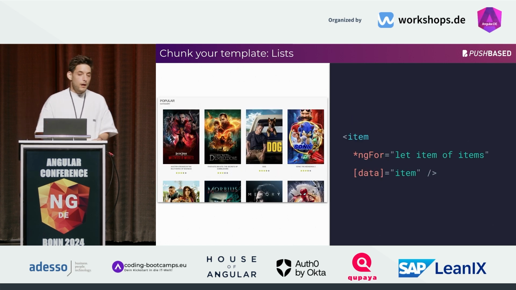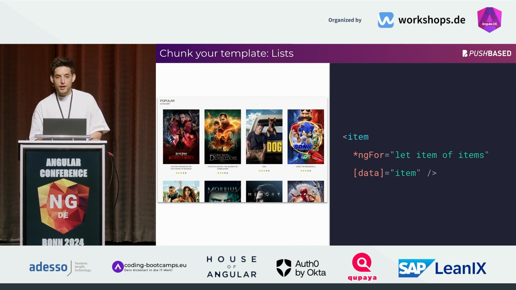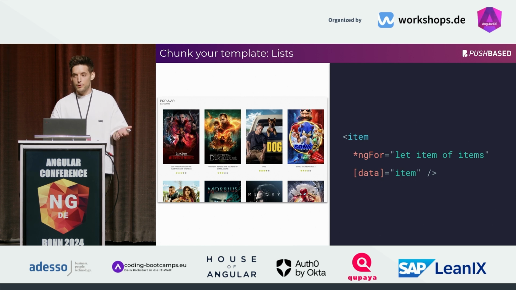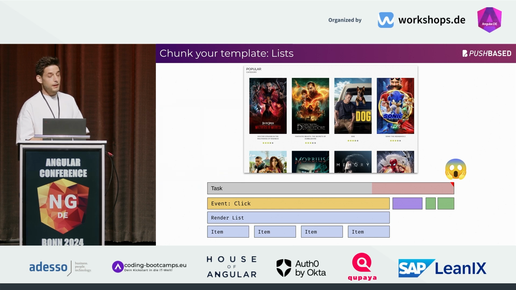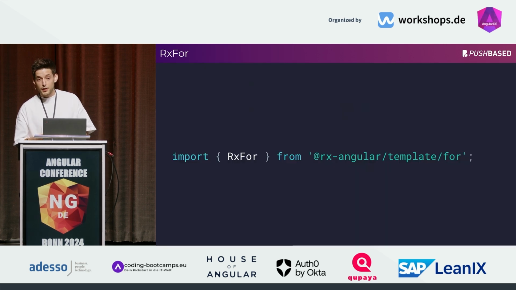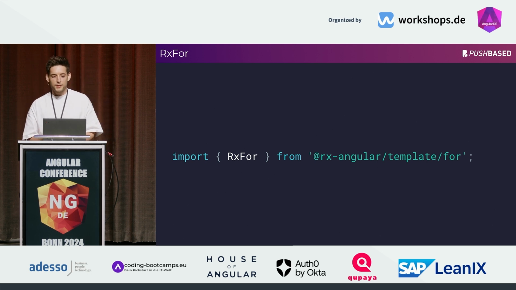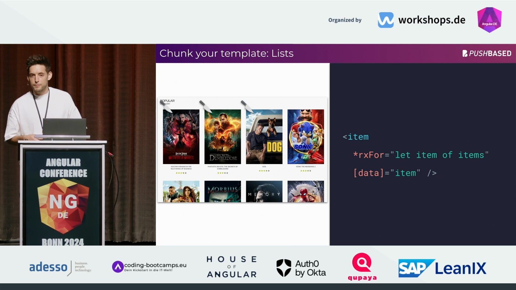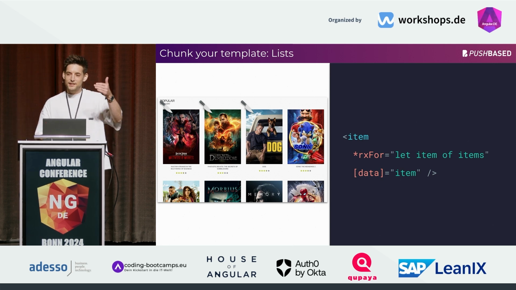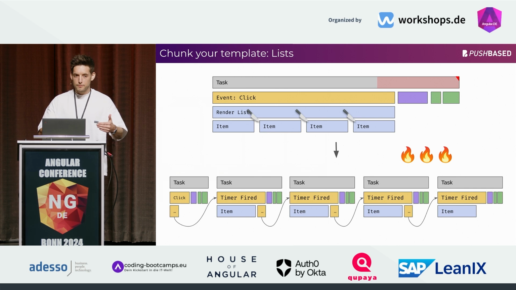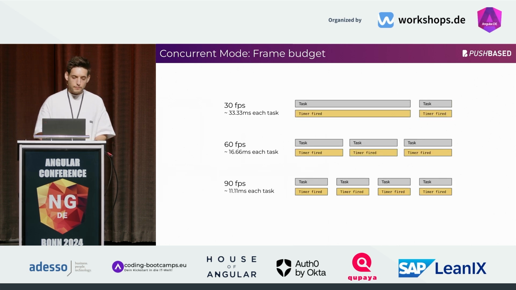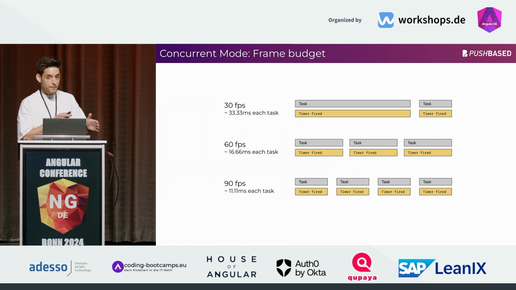We can also do this for lists, and list rendering in most scenarios can be brutally hard for your browser because you need to, for example, in a grid, render 500 rows at once. So yeah, list rendering can be a difficult problem, but there's not only ngFor, there's also rxFor, which is the big brother of RxLet. And you can use it just by replacing ngFor with rxFor, and then you can slice each item into the queue and execute them one by one.